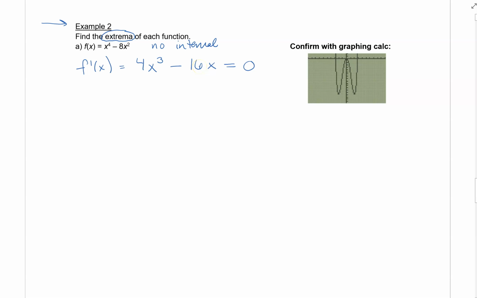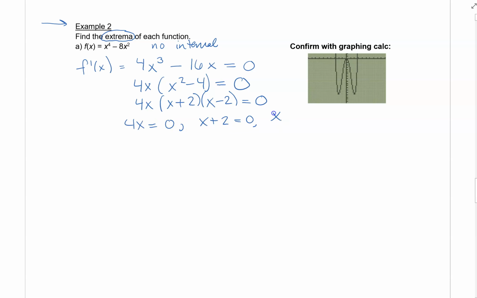So I set it equal to 0, and now I need to solve for x. Since it's a polynomial, I'm going to solve by factoring. I'm going to pull out a 4 and an x, and then I'll be left with x squared minus 4, right? All of this is equal to 0. And so I will go ahead and factor this further. It's a difference of squares, so I can break it down into x plus 2, x minus 2. Then I can set each of these factors equal to 0. I end up with 3 critical points: 1 when x is 0, 1 when x is negative 2, and the last one when x is positive 2. So 3 places where this function will have a maximum or a minimum.